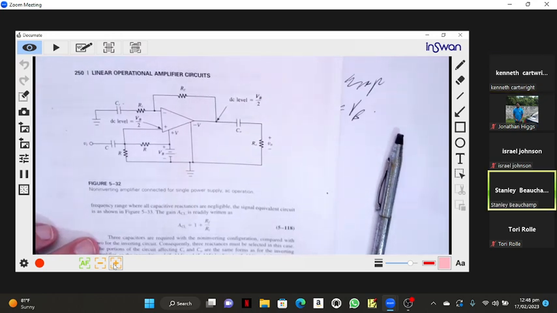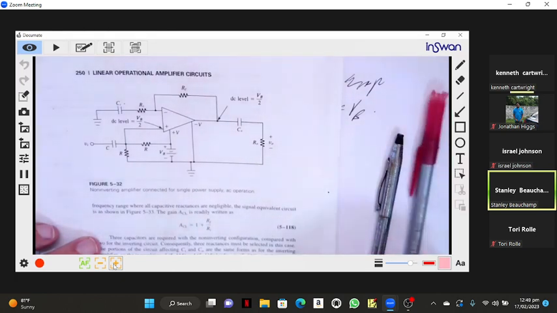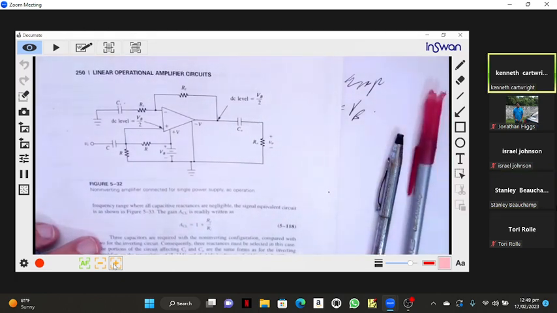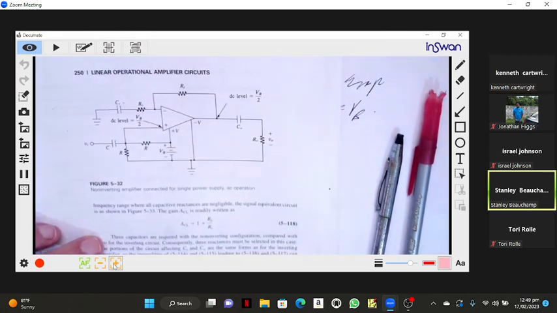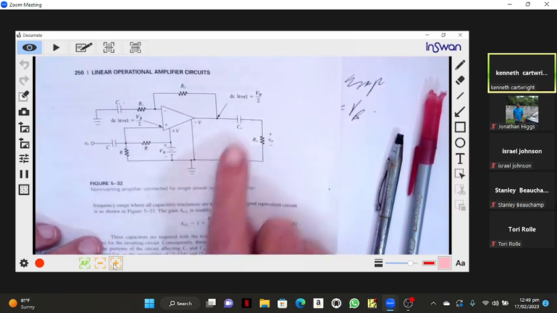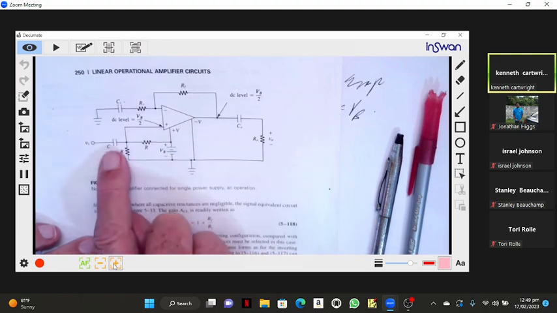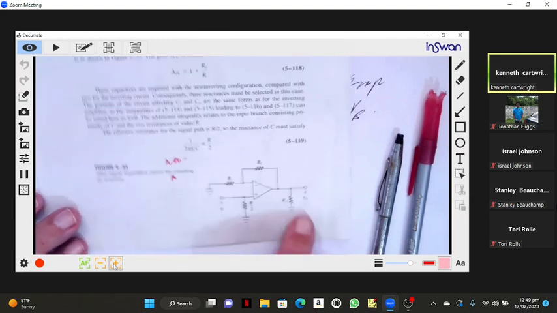Because VB would not be in the circuit anymore. What would happen to VB? It'll be shorted out. Therefore, R would be in parallel with R. They're the same value. Therefore, the equivalent would be R over 2. And this capacitor would be shorted, and this capacitor would be shorted. So this would be the AC equivalent.